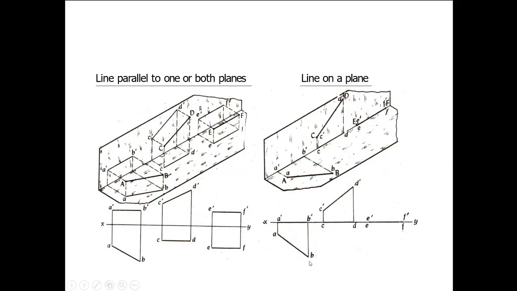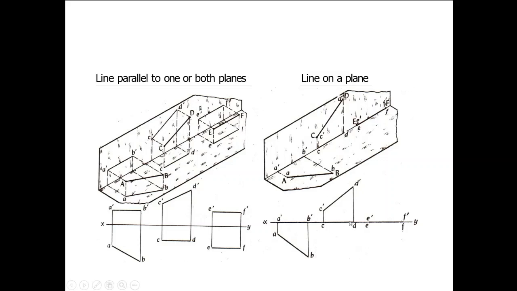Clear? Similarly, line CD is in the VP. So if we see the front view, we will get the front view as this, C dash D dash. But the top view will be on the XY line. So it will be CD. See, this is CD. This is the top view of the line CD.